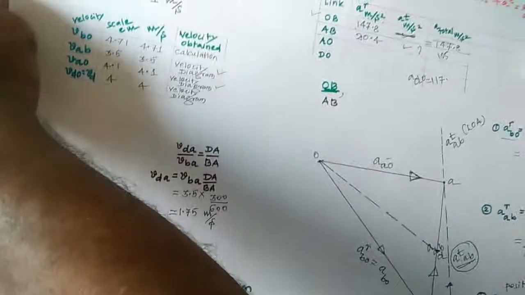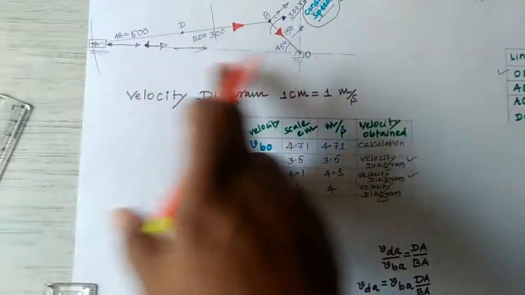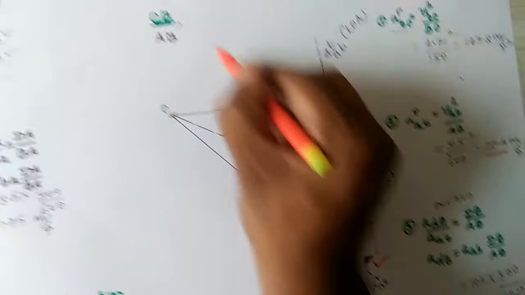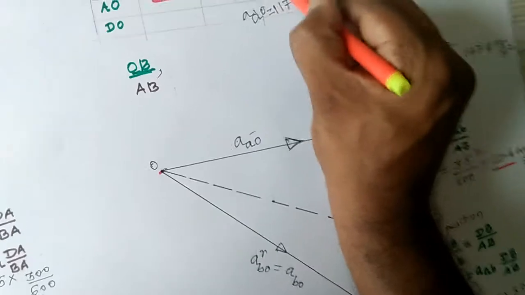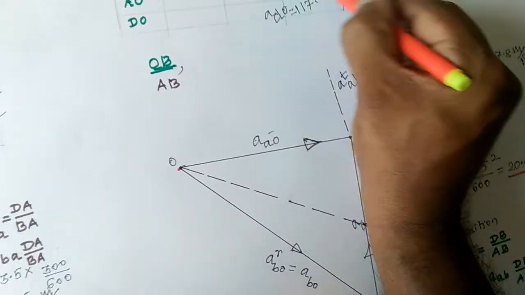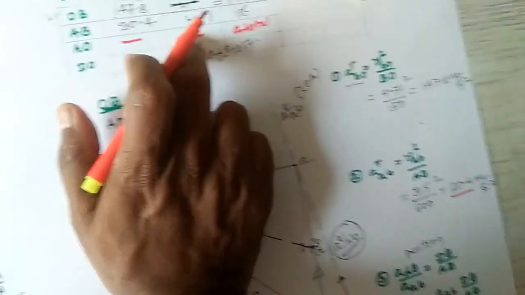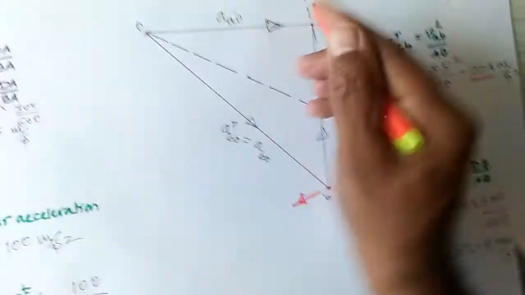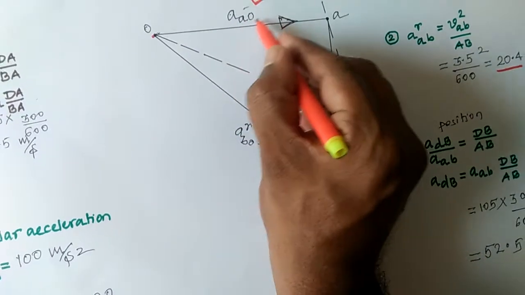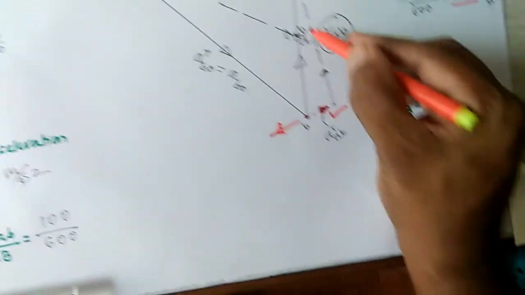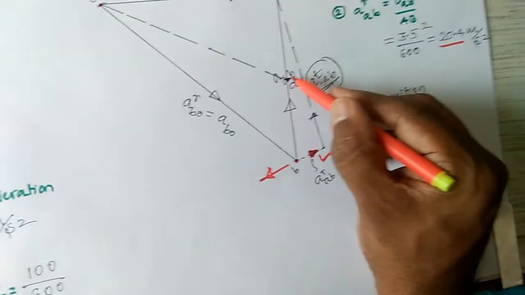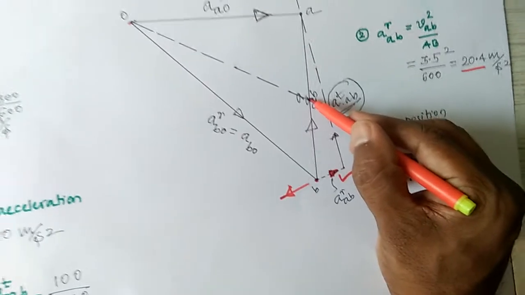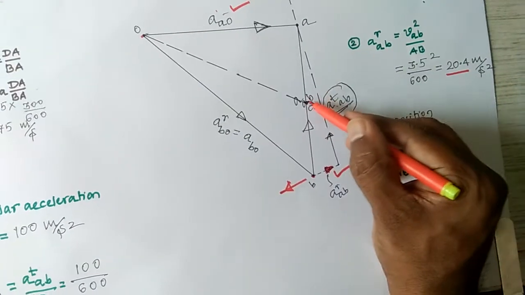Then link OA: the slider is moving in a straight line, so that is the A total only. There will not be any radial or tangential, it is a total only, along the direction of the motion. That's why I have taken it as a total only. Then finally you find the position of D, also with the ratio. Whatever you followed in the velocity diagram, you follow the same concept to determine the position of D.